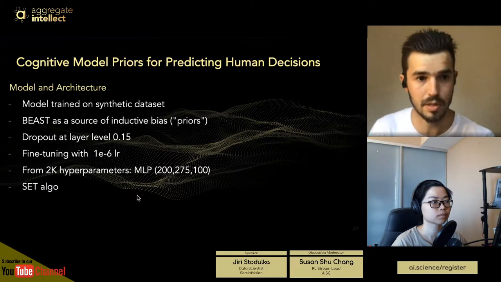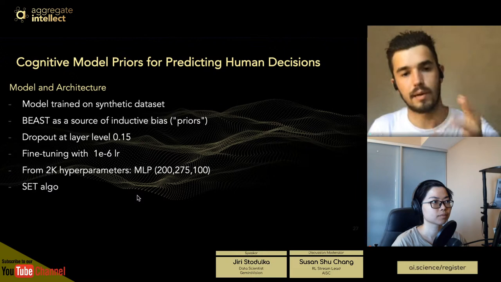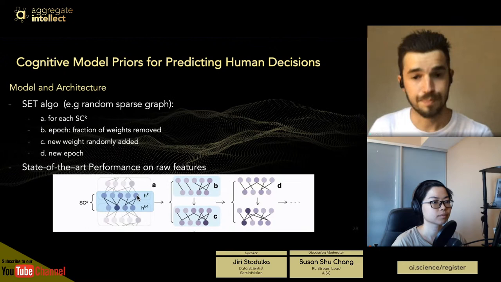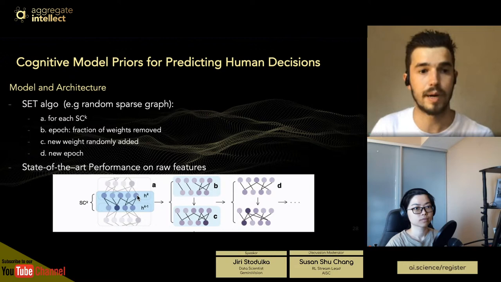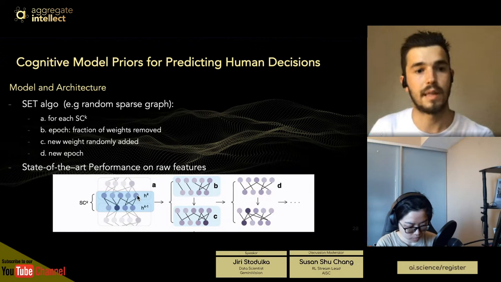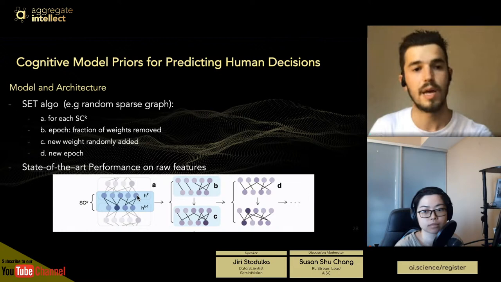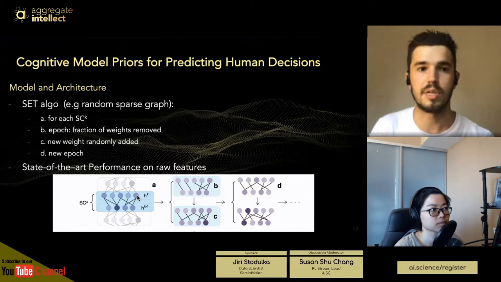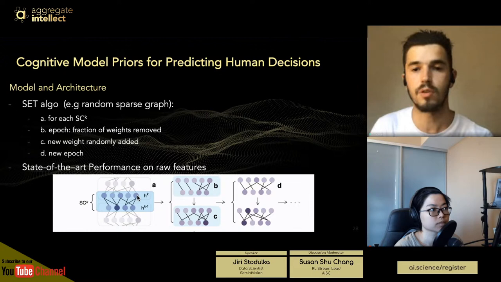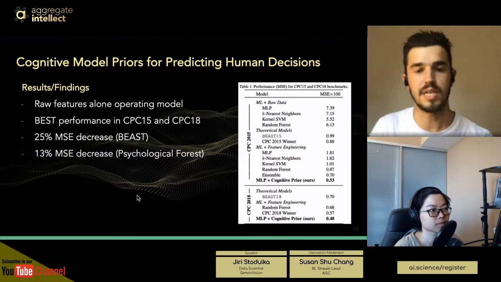This model is very simple in terms of architecture, but they also use SET algo, which is a random sparse graph, where for each sparse connected layer at each training epoch, a fraction of weights closest to zero were removed and replaced with random new weights. The authors didn't consider this a necessary or significant addition to the model, but I found it very interesting. So in the end, this model operated really on just the raw features, and it achieved the best performance in both datasets, CPC 15 and CPC 18.